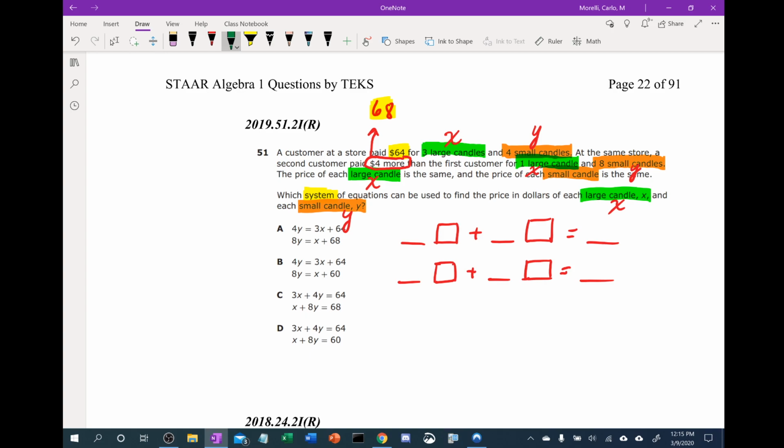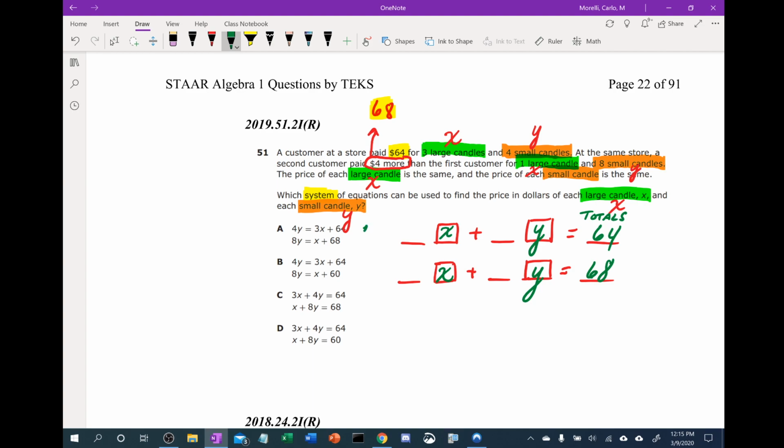And the way these usually work is you put X here and below it, X, and then Y, Y. This last area over here, these are the totals. These are the checkout totals. So our first checkout total was 64. Our second checkout total was 68.